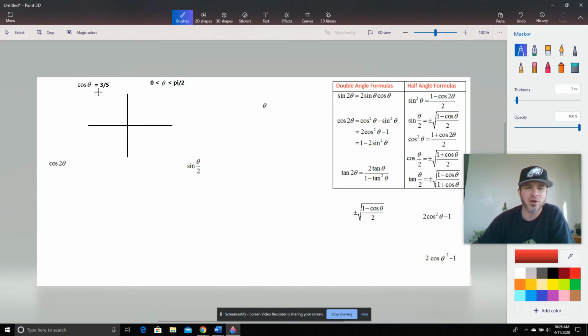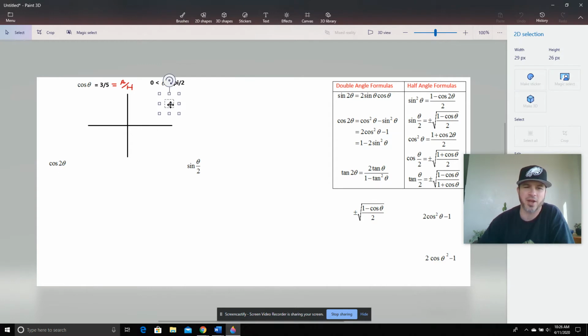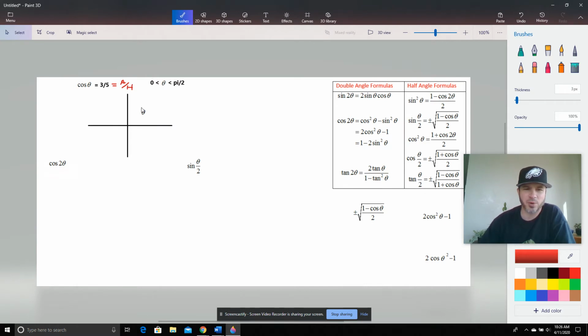So they're saying cosine is 3/5. Well, we know what that means. That means A is a 3 and H is a 5. Remember, H is always positive. That's pretty key in this, okay? So then it's telling us our theta has to be between 0 and pi over 2. So we're going to find our place. We're finding the home for our theta. Well, here's 0. Here's pi over 2, so it has to be over here somewhere, right? So that's what we just found.